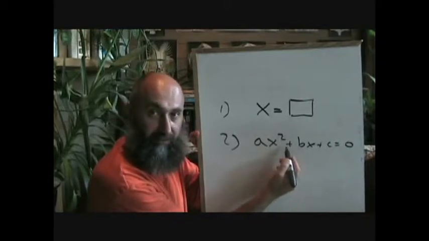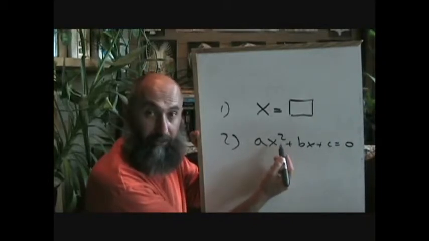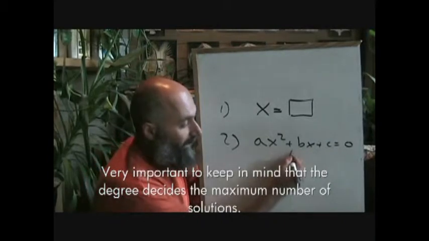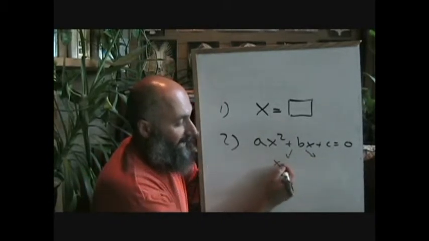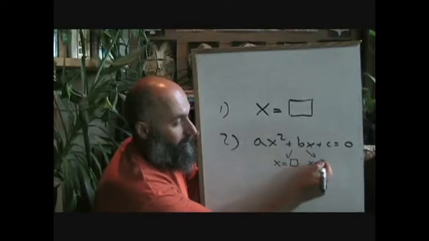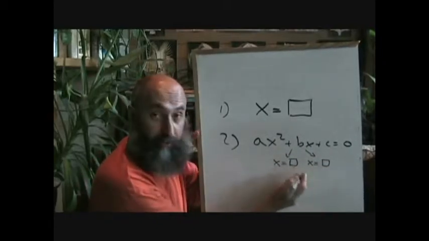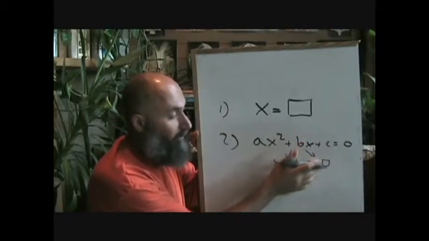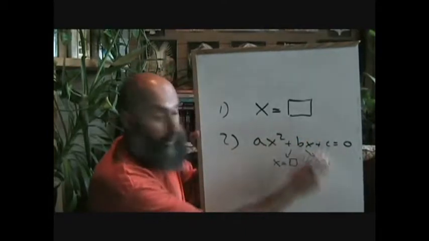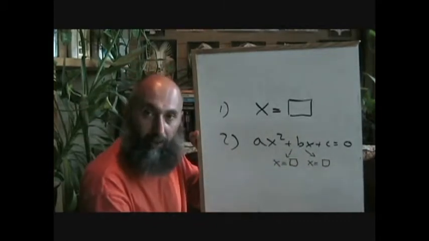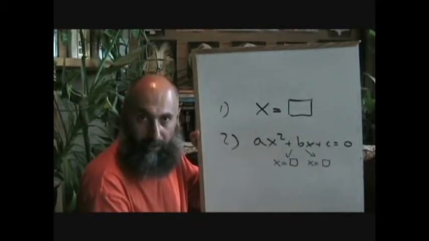With these types of equations, if it's x to the power of 2, the degree decides the maximum number of solutions. You could have one, you could have two, or you could have none, right? So there's going to be a bunch of videos coming up talking about quadratic equations and how we solve quadratic equations.